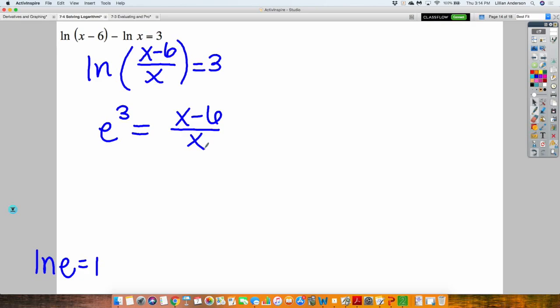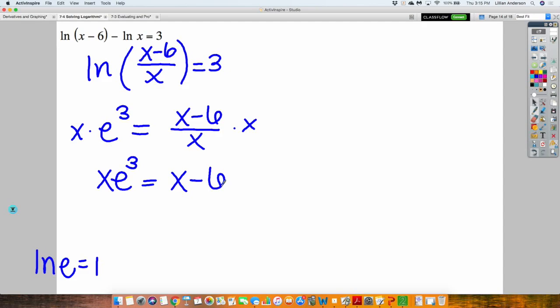Now again, e is a particular base. It's like 2.71728 and it goes on forever. Okay, so this is an actual number. But because it goes on forever, we cannot represent that full decimal. That's why we use e. And now we solve for x. At this point, it just becomes some algebra. You multiply both sides by x. And if you're curious, yes, that turns into x e to the third power equals x minus 6.